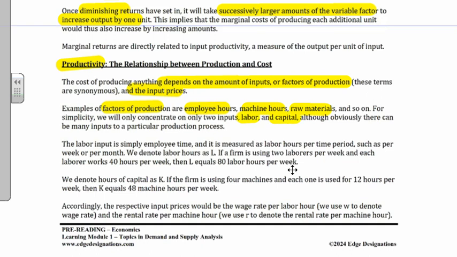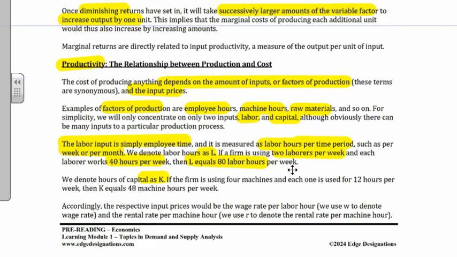Let's say, for example, the labor input is the amount of time the employee puts in, measured in labor hours per time period, say per week or per month. We can denote labor hours as L. Let's say the firm is using 2 laborers per week and they work for 40 hours each. L, or my total labor, will then equal 80 hours per week.